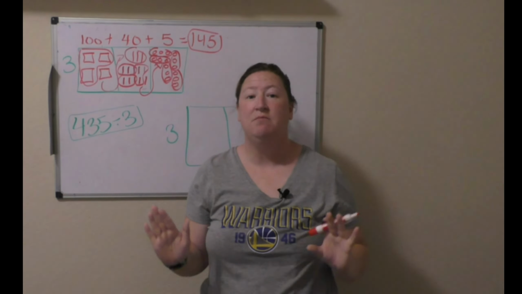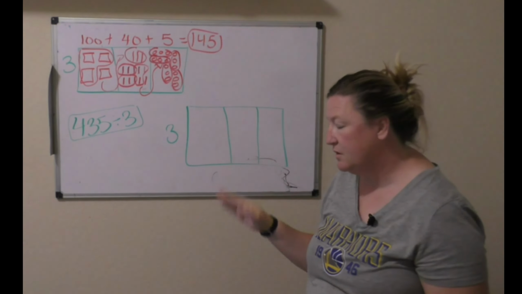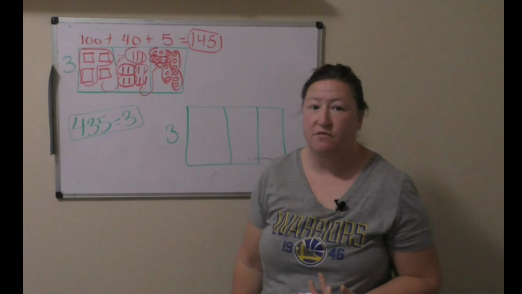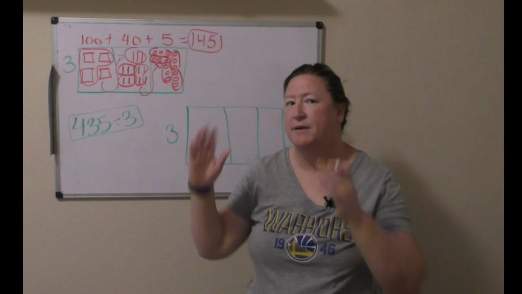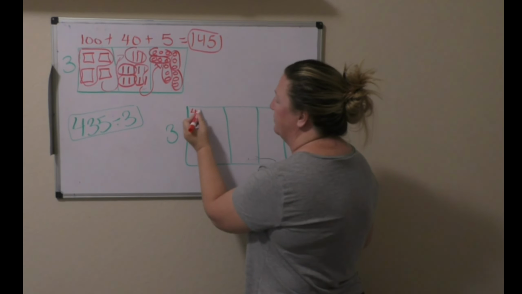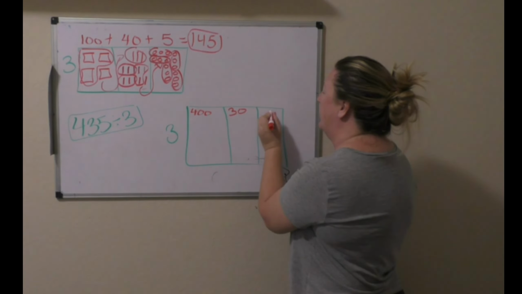We're going to do the same thing, but this time we're going to do it with numbers. So again, I'm going to break up my 435, and I'm going to break it up into my hundreds, my tens, and my ones. So I have 400 here, I have 30, and I have 5.